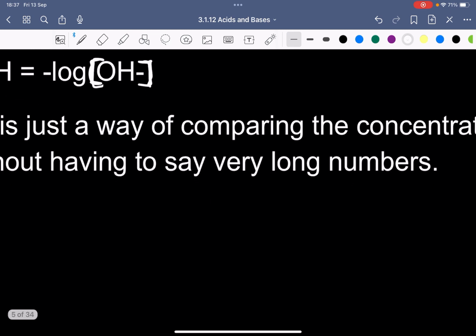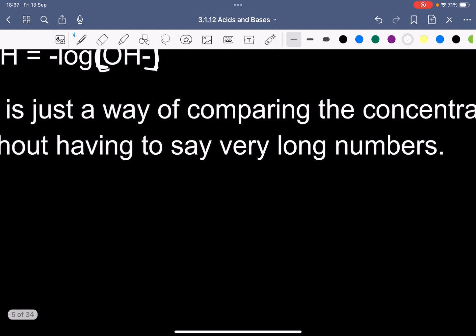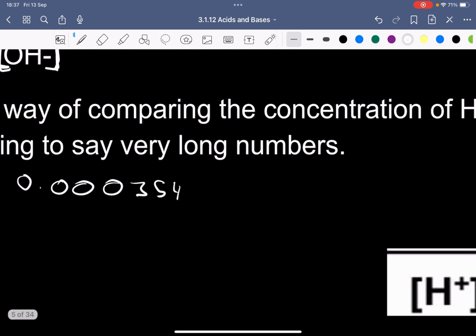Okay, so imagine you had two different solutions. One has a hydrogen concentration of 0.000354 and the other one has a hydrogen concentration of 0.0001.